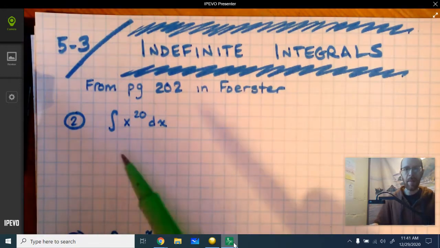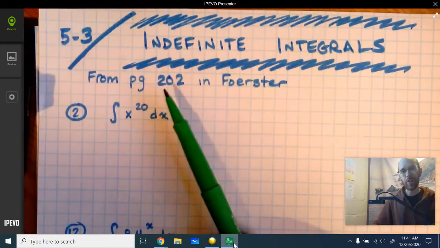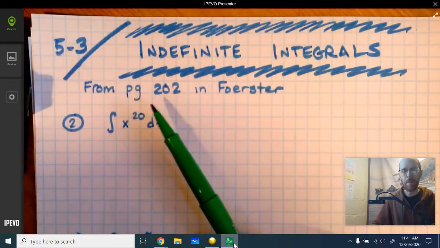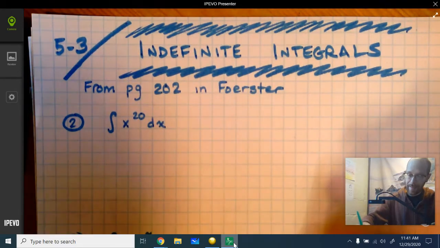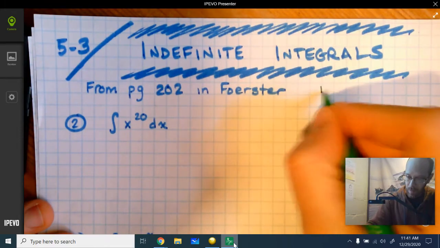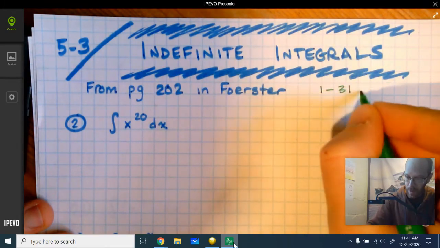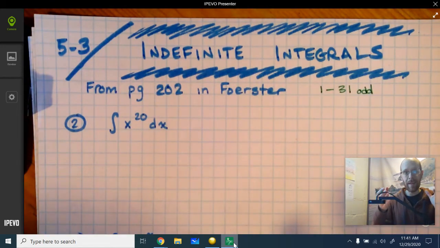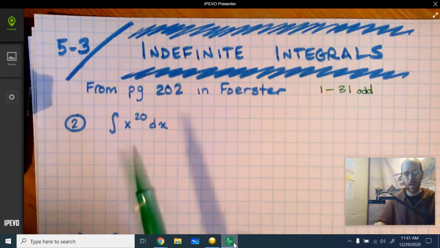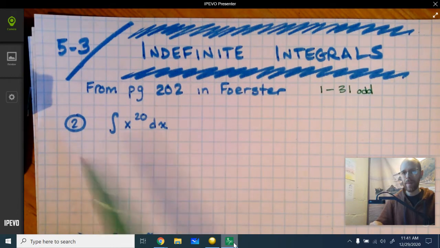These problems are going to be coming straight out of page 202, one of my favorite numbers, in your Forrester textbook. And you've been assigned the odds. Specifically, you're doing 1 through 31 odd. What I'm going to do here is I'm going to do the evens. Now, the idea is that all of the even problems are repeats of the odds.